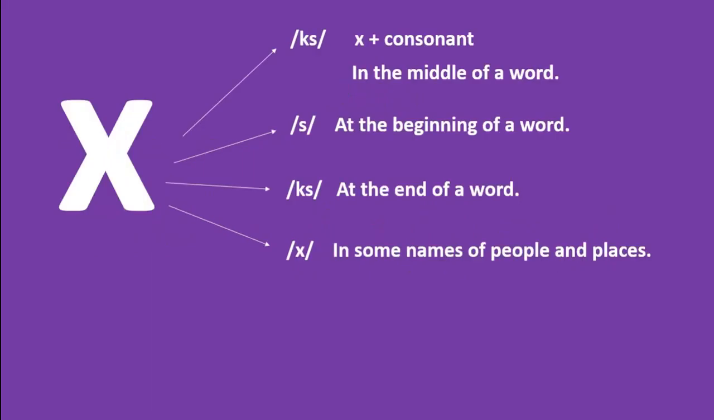The letter X in Spanish has three sounds. It is pronounced like X when this letter is between vowels, before consonants, in the middle of a word, or at the end of a word. The second sound is used when this letter is at the beginning of a word, and the last sound is used when it is written in some names of people and places.